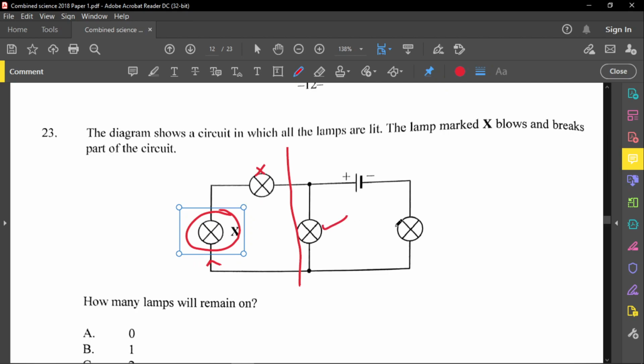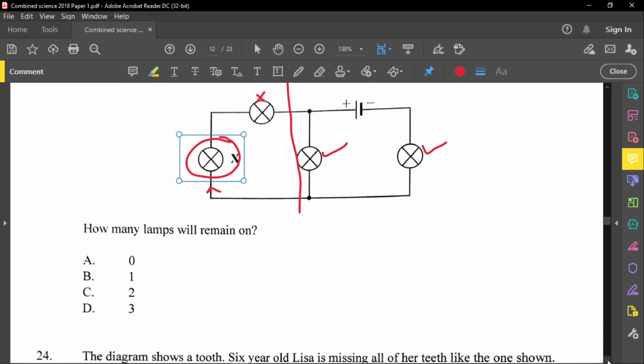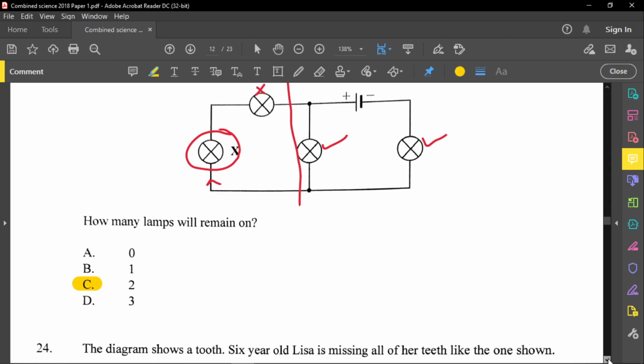But this lamp will be on, and this lamp will be on, because they're still connected directly in the path of the battery. Well, this is a cell, because it's only one. So we're looking for 2 as an option, so C is the correct answer. Let's jump to the next question.